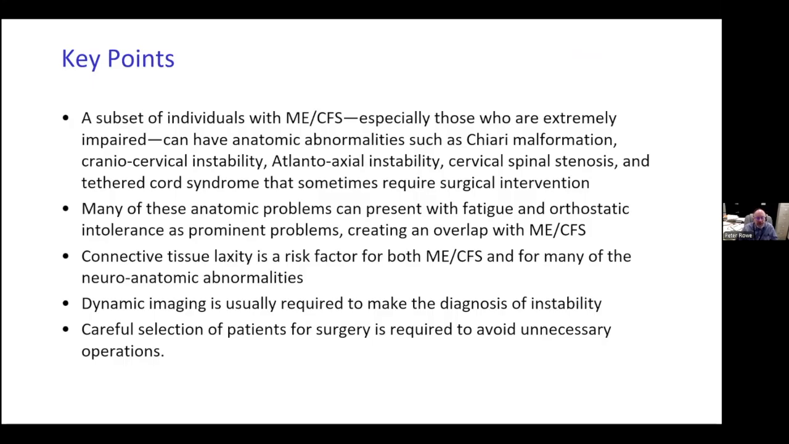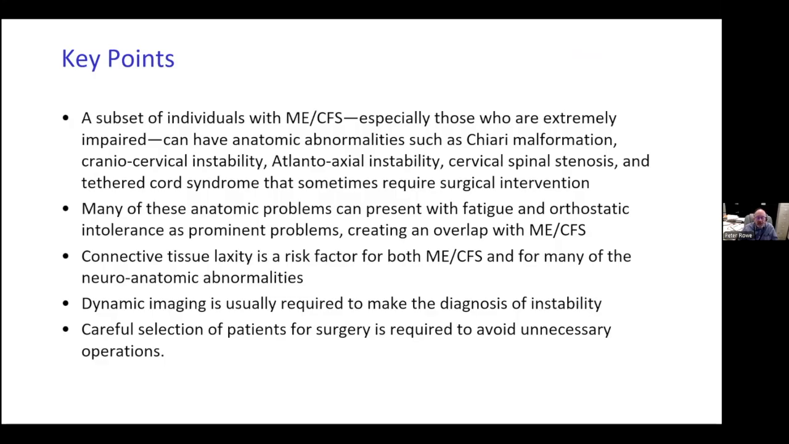So back to the key points that we started with, and those are that a subset of individuals with ME/CFS, especially those who are extremely impaired, can have anatomic abnormalities as an explanation for their symptoms. These include Chiari malformation, cranio-cervical and Atlanto axial instability, cervical spinal stenosis, either congenital or acquired, and tethered cord syndrome. And sometimes these will require surgical intervention.